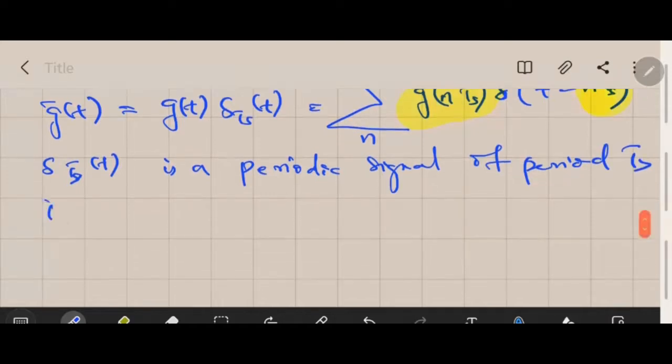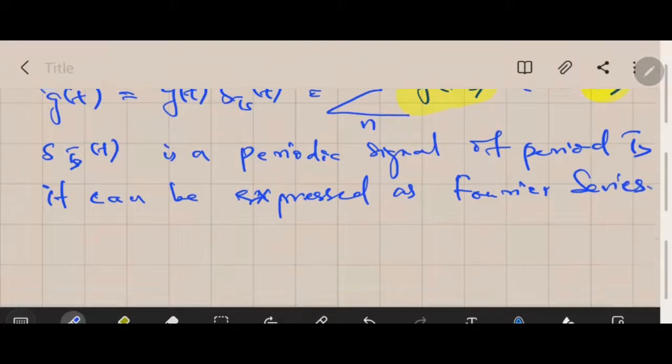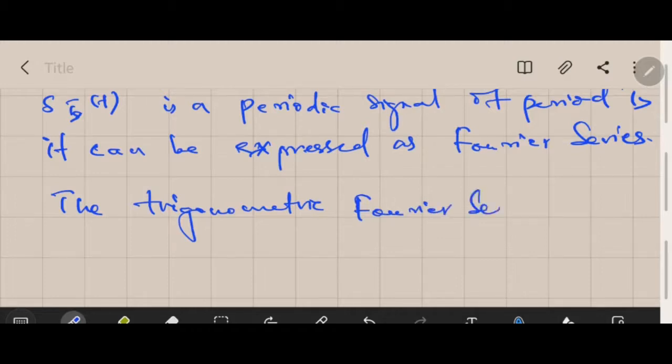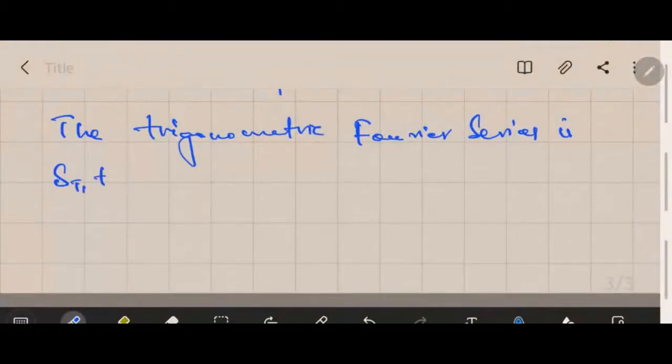That's why it can be expressed as a Fourier series. So let us express it in the Fourier series. I'll be directly using a result. The trigonometric Fourier series of delta Ts of t is equal to 1 by Ts. I have directly found it out, and you could also verify it yourself. You could directly find the Fourier series.